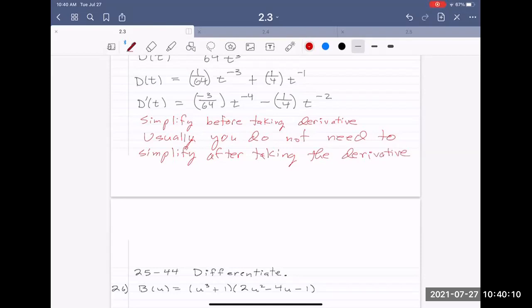So you should really commit this to memory. This will help you a lot. So simplify before taking the derivative. Usually you do not need to simplify after taking the derivative. So that's the rule of thumb, basically. Okay.